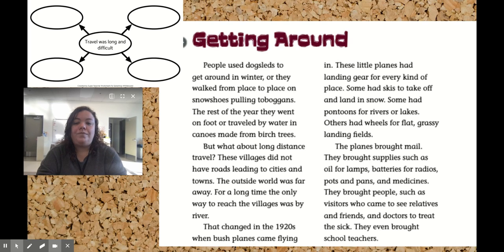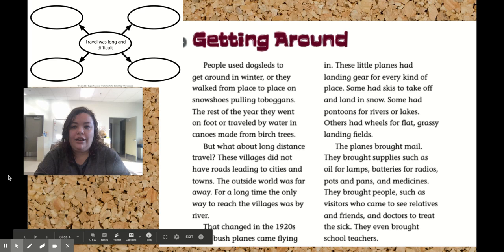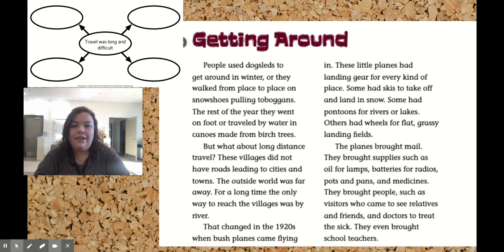So to find key details, first, we have to think about the main idea. So for this section of the Athabascans, the main idea is right up here. It's that travel was long and difficult for the Athabascans. So I would like you to pause the video here and read this section, Getting Around. If you're not sure how to read it, you can also pause the video here and go on Savas and listen to it be read to you. So pause me here and read this section, Getting Around.